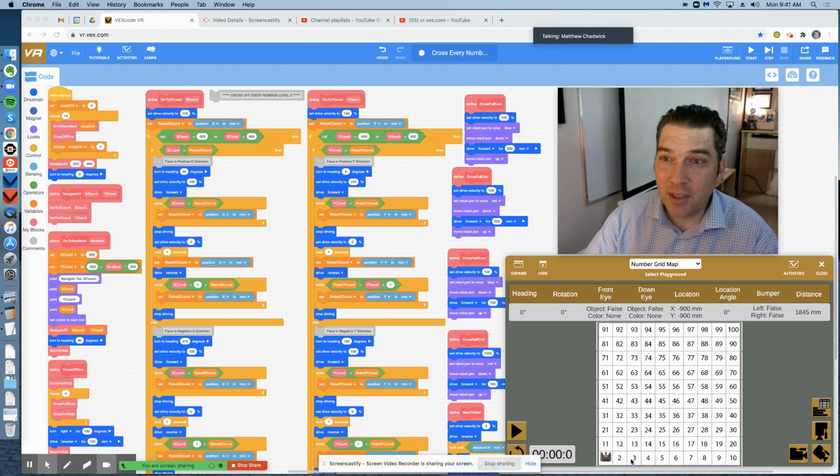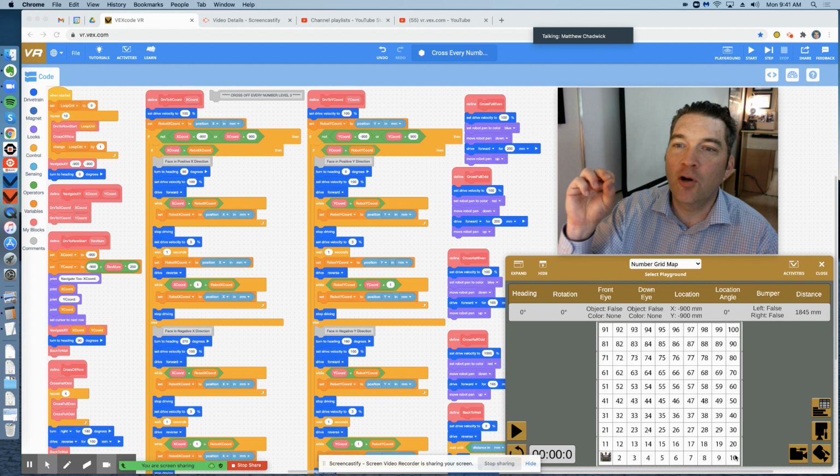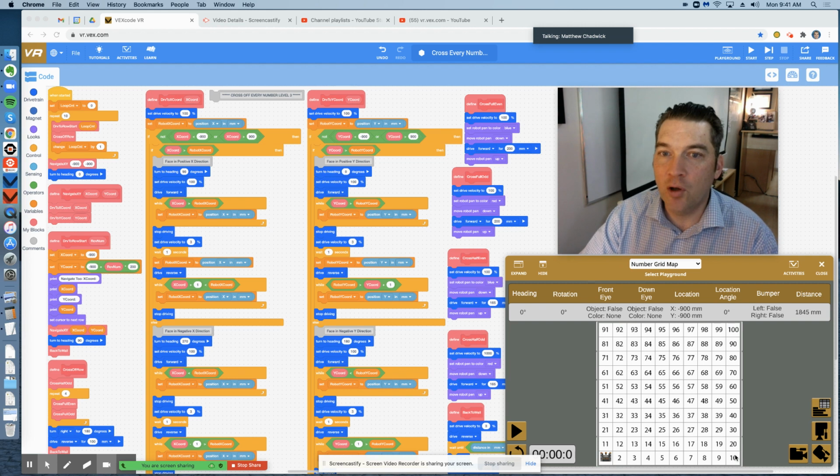There's a couple things that make this a challenging challenge. The first is the numbers next to the playground wall, the odd numbers in this row here, and the even numbers in this row here. You can't cross off the entire number because the robot pen is in the middle of the robot. If you look at these functions here, that's why I have cross full even, cross full odd, but I also have cross half even and cross half odd to cross these numbers next to the playground wall.